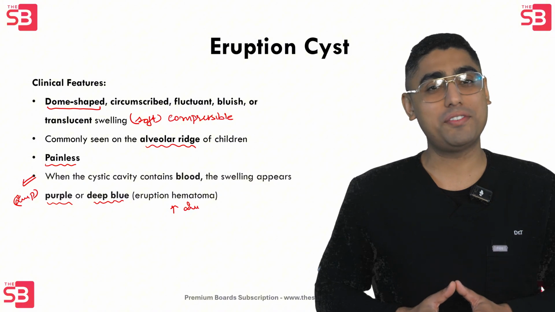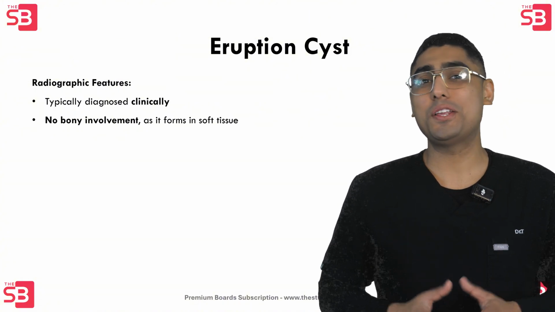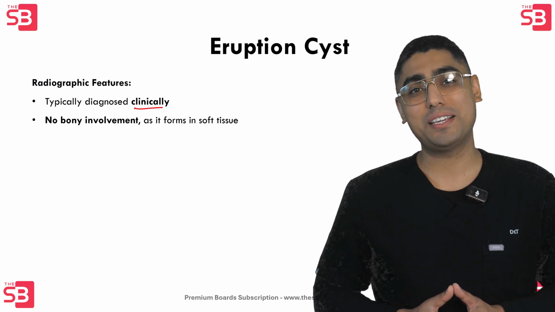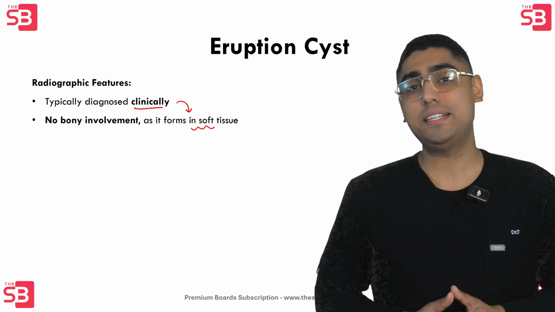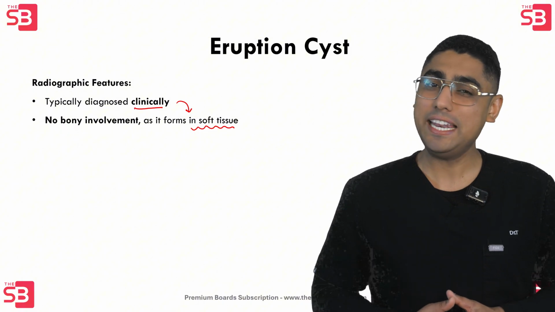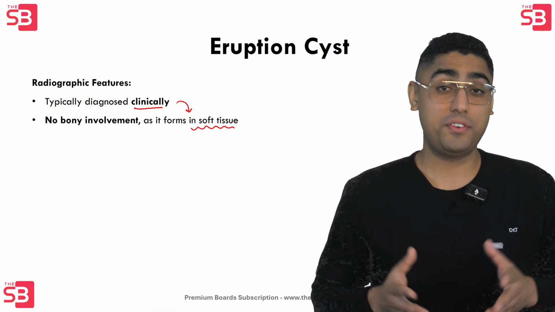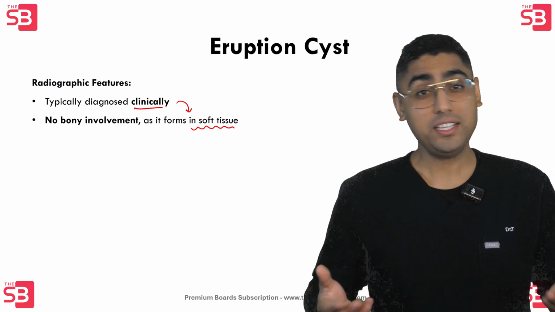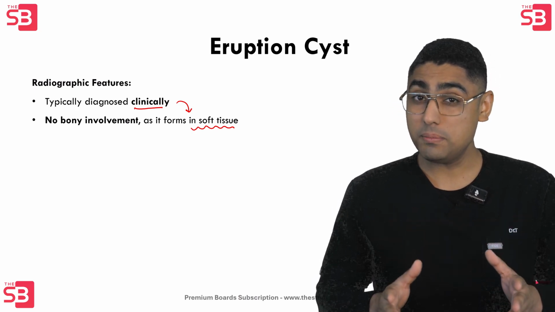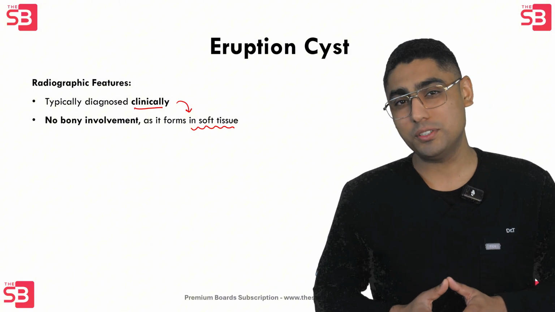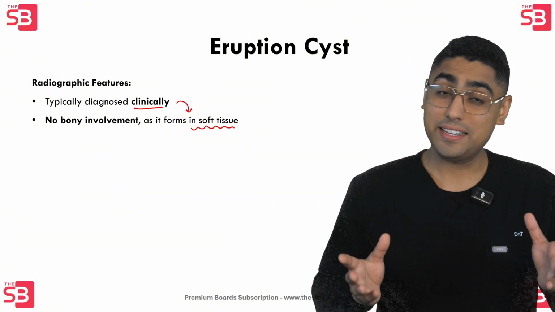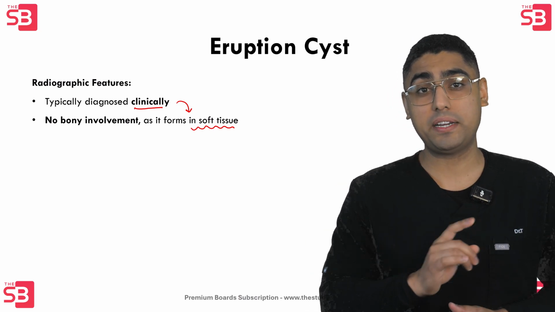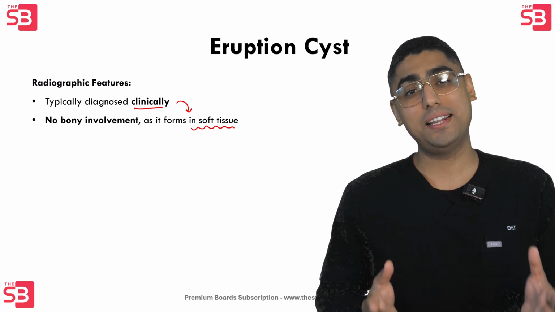Let's talk about the radiographic findings now. Eruption cysts are unique in that they are usually diagnosed clinically rather than radiographically, because they form entirely in the soft tissues without any involvement of the underlying bone. But radiographs can still play a role. While the cyst itself won't appear on an X-ray, a radiograph can confirm the presence of an unerupted tooth beneath the swelling. This can especially be helpful if the cyst persists longer than expected or if there are concerns about delayed tooth eruption.